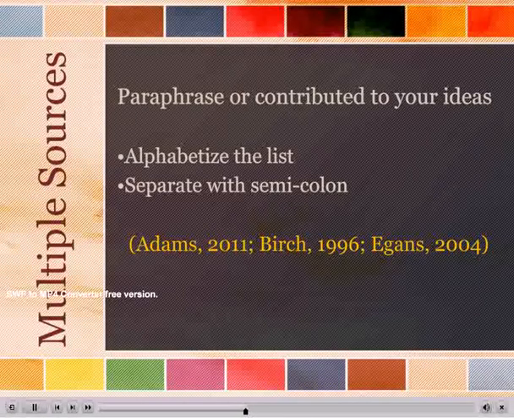In this example, 3 sources were used or paraphrased. Those 3 sources were articles by Adams in 2011, Birch in 1996, and Egan's in 2004. It does not matter that Birch's article was published first or that Adams's article was published more recently. What matters when determining the format of this in-text citation is the author's last name. The proper order is Adams, 2011; Birch, 1996; Egan, 2004. Notice you use semicolons and you do not use the word and.